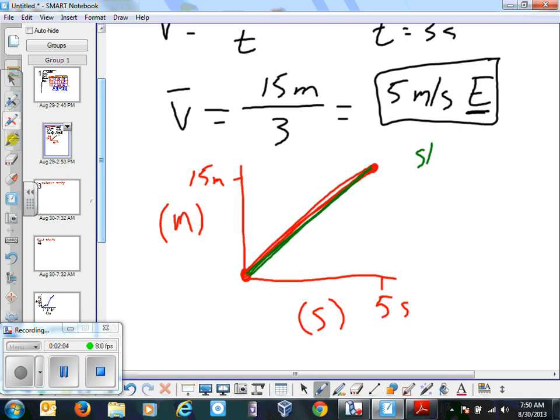And remember we talked yesterday about this line and the importance of it, and every line has a slope. And slope is rise over run, or rise over x's. And in this case, our y label is meters, our x label is seconds. So the slope of this line then is indicating velocity. Okay, so that's average velocity for you.